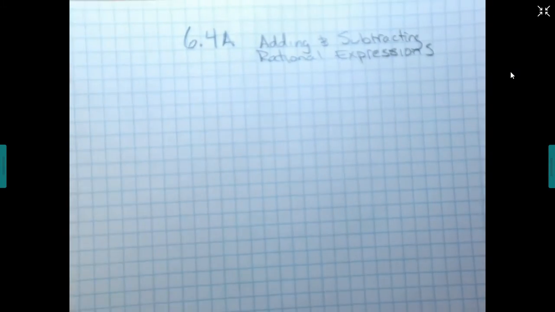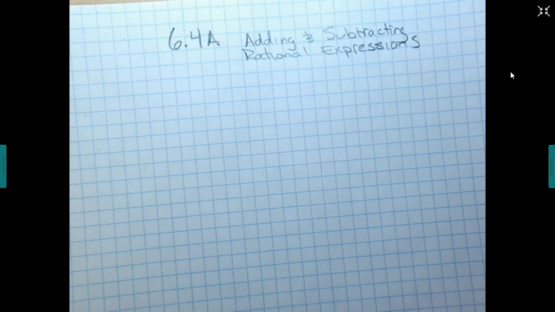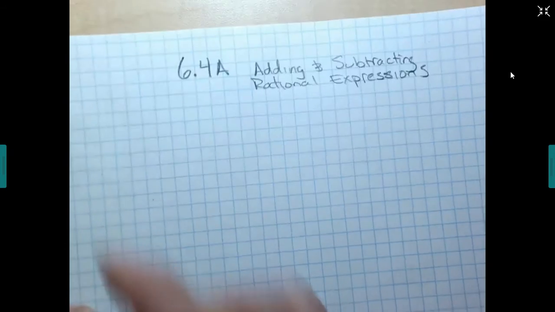Right, students, today we are going to be doing 6.4a. We're going to be adding and subtracting rational expressions. So let's get straight into it.